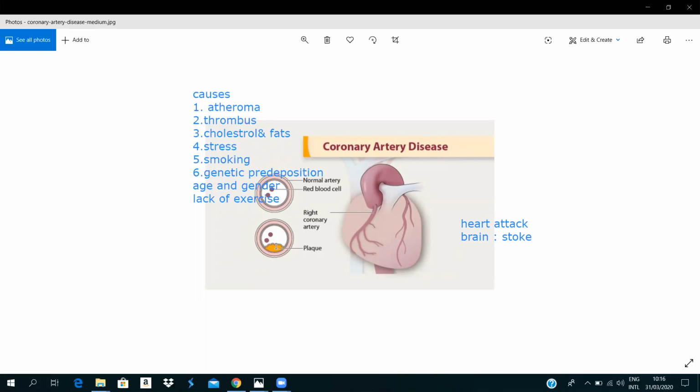So this coronary artery disease is very harmful. It will block the artery and may lead to what's called angina. Angina means chest pain. What happened exactly inside the artery here?